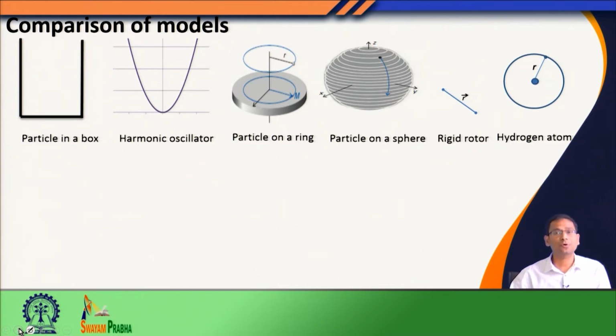The final, or the most complex, problem that we handled is the hydrogen atom problem. Here one electron goes around the nucleus, so there is an angular motion possible. But unlike particle in a ring or a sphere or a rigid rotor, the distance of this electron from the nucleus, that means r, the distance between the nucleus and electron, also is changing. That is how the hydrogen atom is different from the other three angular examples we have discussed.